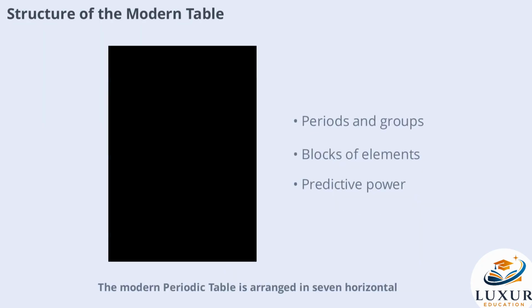The modern periodic table is arranged in 7 horizontal rows called periods and 18 vertical columns called groups. Elements in the same group have similar outer electronic configurations and thus similar properties. The table is divided into s, p, d, and f blocks based on the type of atomic orbitals being filled. This organization helps chemists quickly identify relationships and predict behaviors of elements.